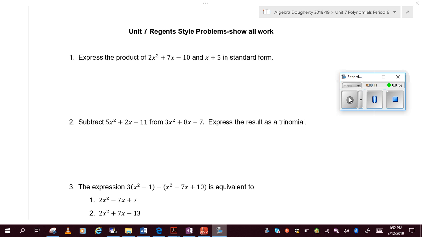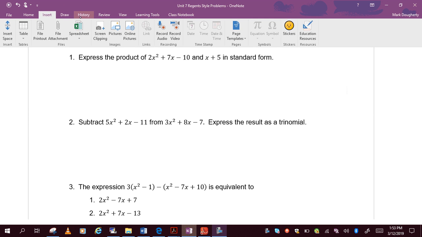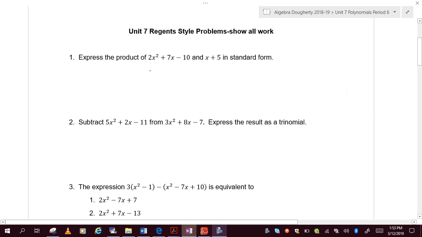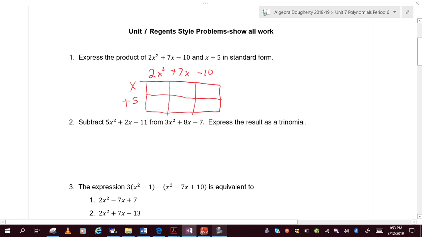The first problem I have here is I want to express the product of 2x squared plus 7x minus 10 and x plus 5. Well, my favorite way to do this is using the box method, and I'll write out 2x squared plus 7x minus 10 up top, and then x plus 5 down the side. Doesn't really matter which way I do it, but I'd prefer to work with a box that looks like this versus a tall vertical box. And each row and column intersection is where I'll put the products.